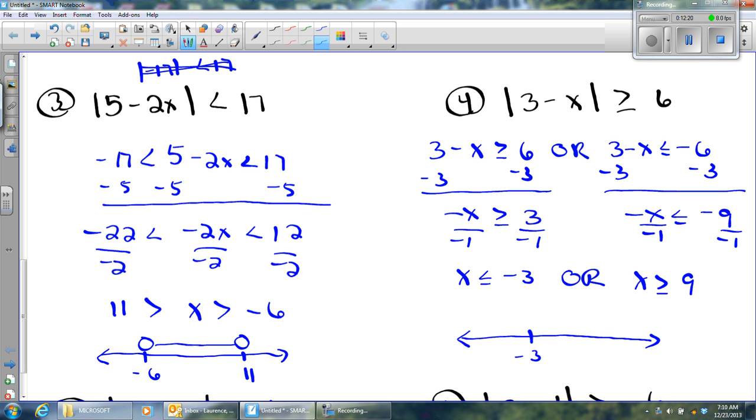So I got negative 3, and it's a closed point, right? And I have positive 9, which is also a closed point. And I will shade greater than 9 and less than negative 3, and there you go.